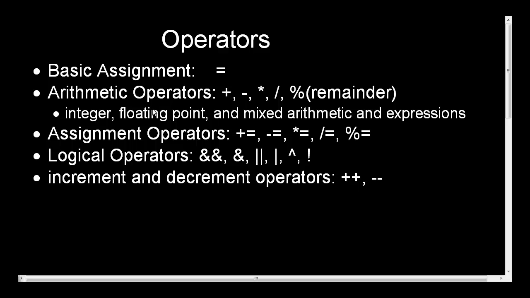Hello and welcome back. Today we're going to talk about operators in Java. Java essentially has 5 primary kinds of operators. The basic assignment operator, which most of you are familiar with, is represented by the equals symbol. What the assignment operator does is assign a value to a variable.